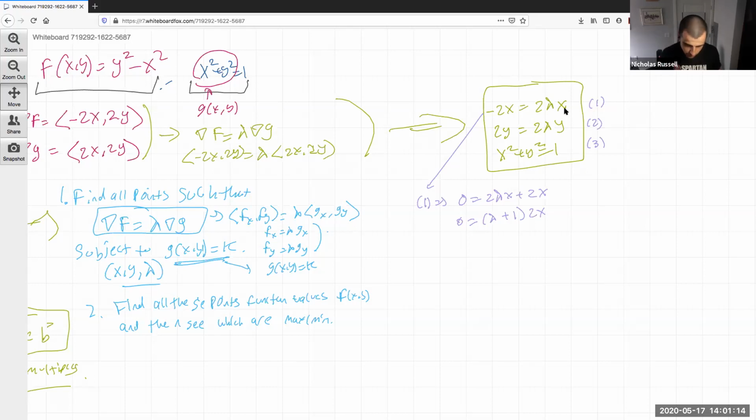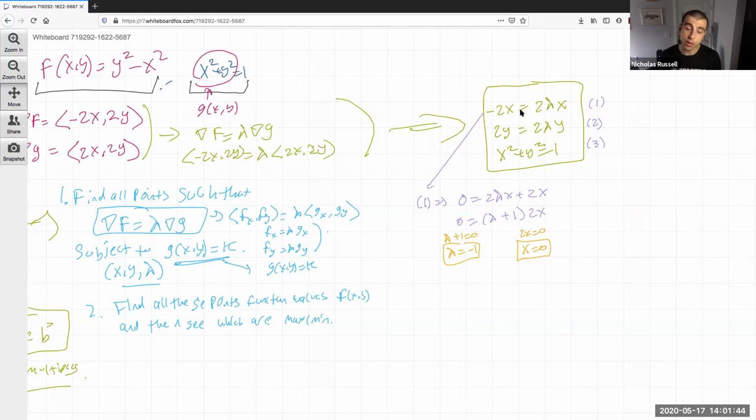Because I have two things multiplied by each other, I can solve this out. I know that this has to be equal to 0 or this has to be equal to 0. There's two solutions here. This means that lambda plus 1 is equal to 0 or 2x is equal to 0. This implies that we have a lambda equal to negative 1, and this implies that we have an x equal to 0. So those are two possibilities, just in general. I have that lambda equal to negative 1 can be a solution here.